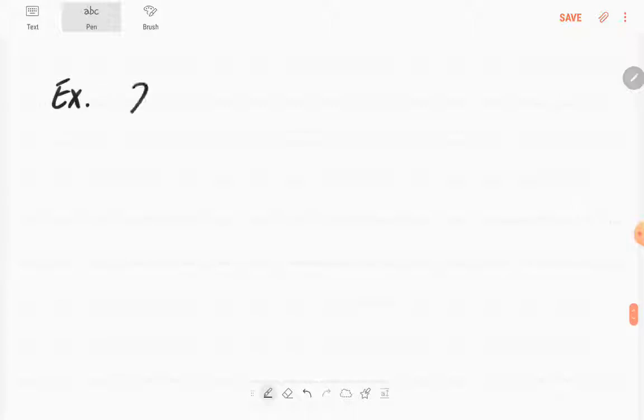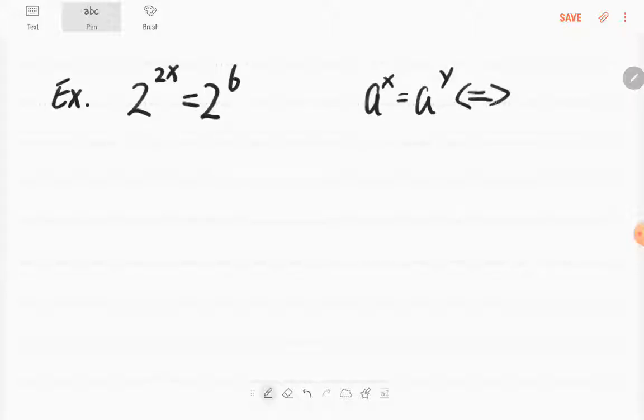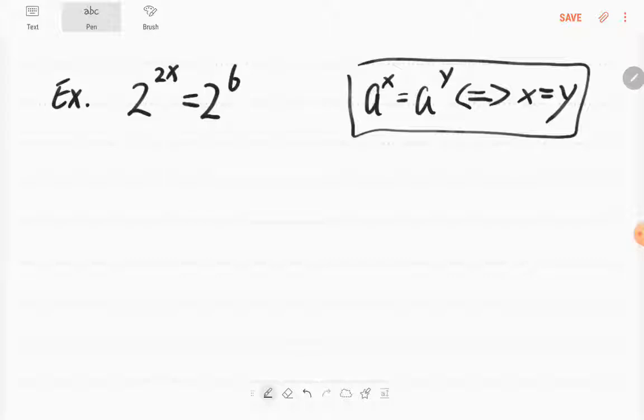So the first one is 2 to the 2x equals 2 to the 6. Since they have the same base, do you remember we have this one: a to the x equals a to the y if and only if x is equal to y, right? So we use this property to solve this kind of equation. That means the exponents should be the same because they have the same base, 2, right? Then you divide by 2, so you have x equals 3. Okay, this is the first example.